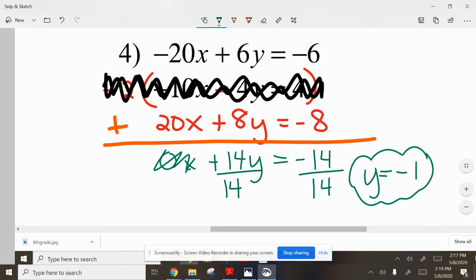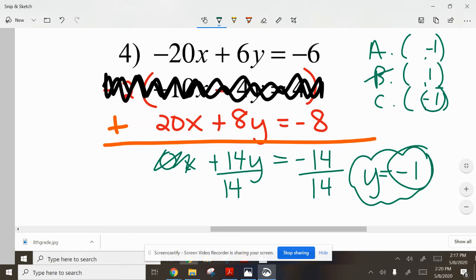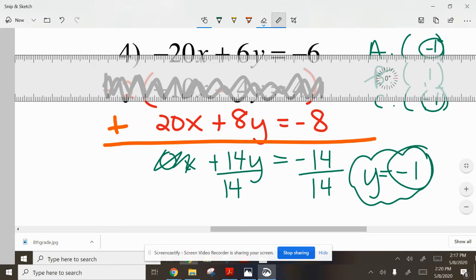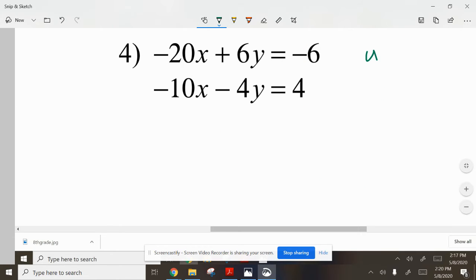So that shouldn't have been too difficult. We found the y. And if you were taking a test, A, B, C, and you had points here, you could go ahead and say, wherever the y is, if this was -1, this is +1, this is -1, you know for sure it's not B, because you already found out what the y was. The y is -1, okay? I'm going to delete all this, and then we know that the y is -1.